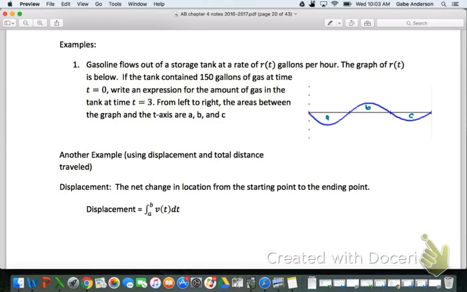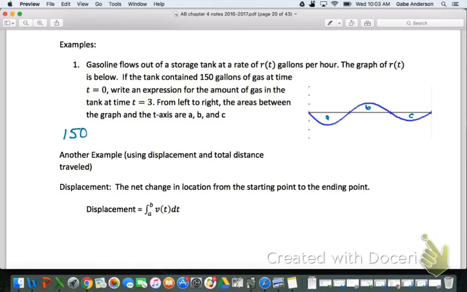I would say, how many gallons were in the tank to begin with? 150. So we're going to start there. And remember, this is a finer point that I think sometimes gets lost. So I'll say it again. The definite integral of a rate is not the amount that's there. It's the amount of change.